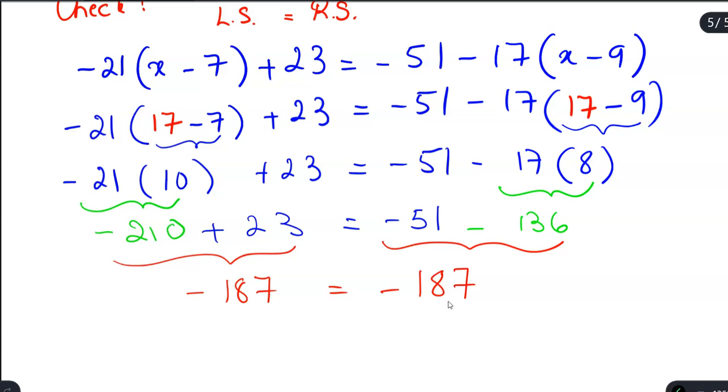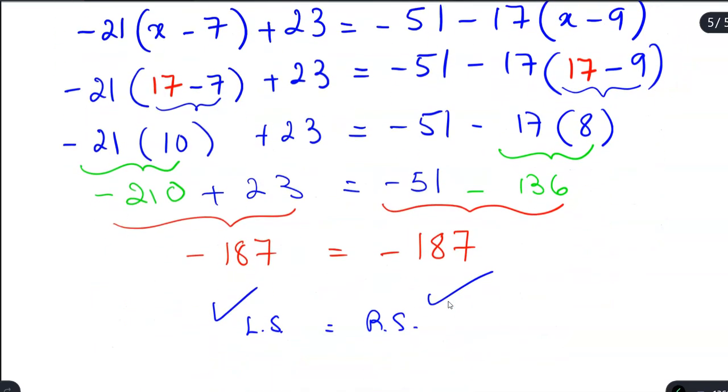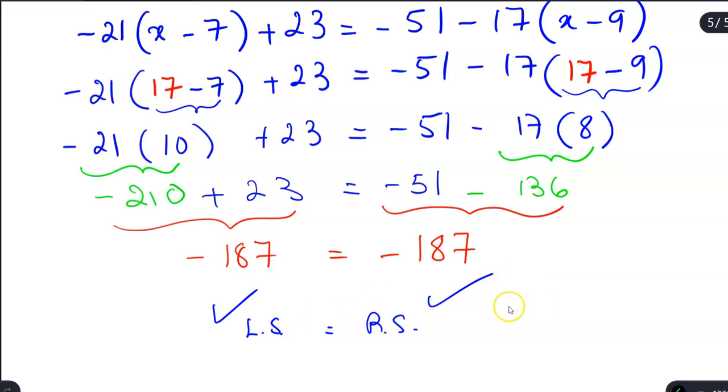Alright, so at this point you can conclude that the left hand side is equal to the right hand side. It means that you have the correct solution for x. In this case, x is equal to negative 17. And checking both sides, the two numbers are the same.